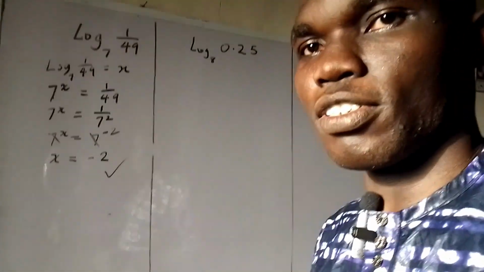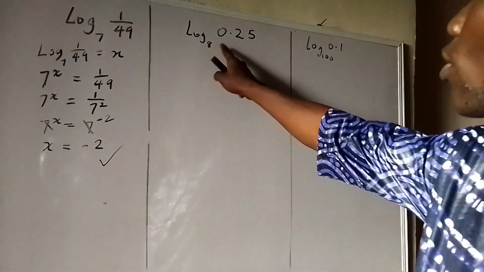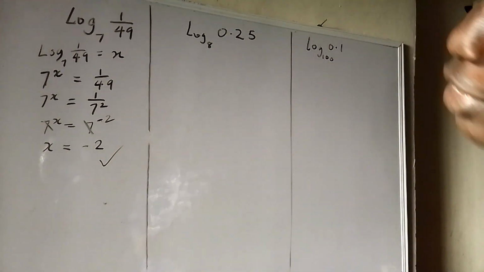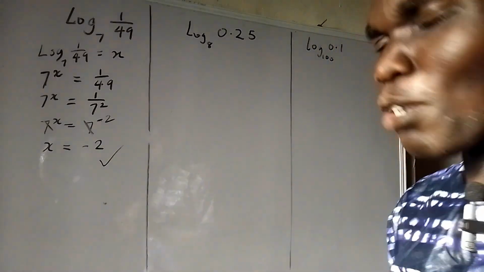We have another question here. Log 0.25. Now, log 0.25. This is what I will do.